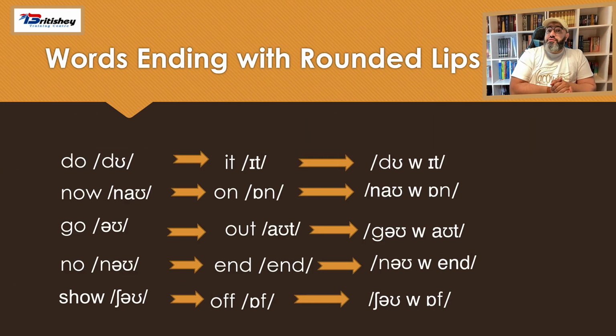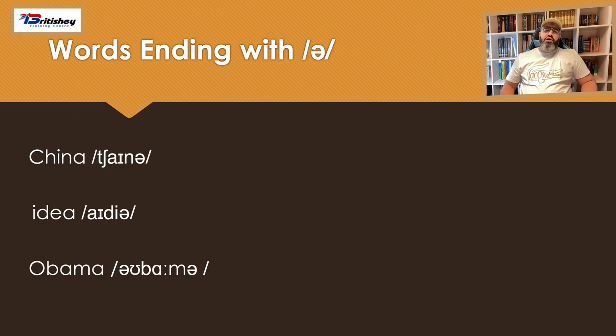Now let's move to another rule. And now we're going to talk mainly about the British accent and the Australian accent. I'm not going to talk about the American accent now. So we're going to talk about words ending with the schwa sound. This is the schwa sound.